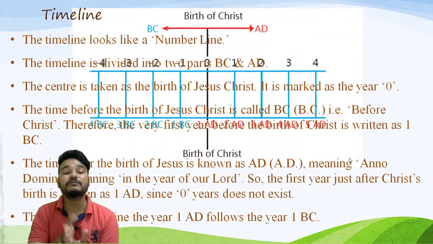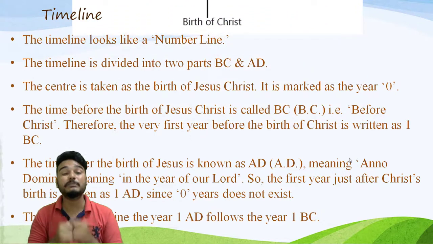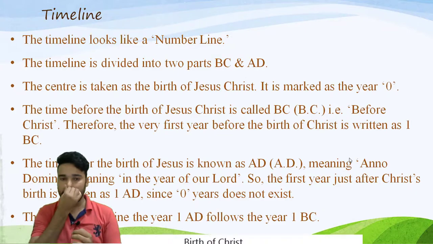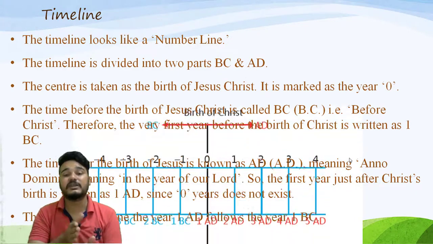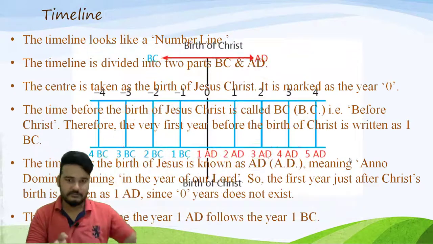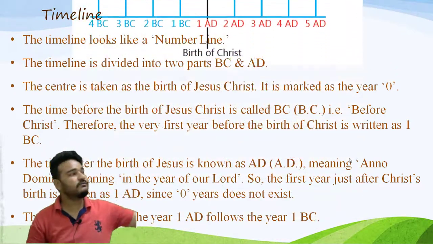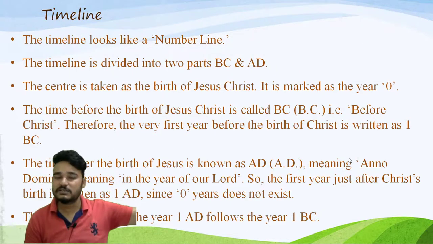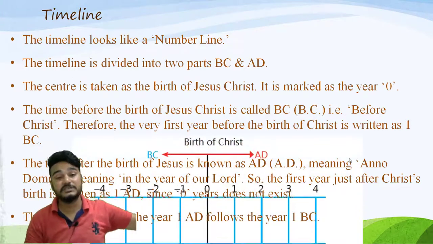So the time before the birth of Jesus Christ is called BC. BC means before Christ. Christ means Jesus Christ. Therefore the very first year before Christ is written as 1 BC. 1 BC, 2 BC, 3 BC, 4 BC, 5 BC. You can go as far back as you can read history, and it will all be BC.